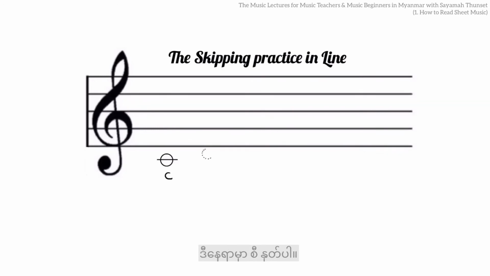Here is a C note. What is the note skipped from C? Probably because C is on the line, E is also on the line. Do you understand? Then, what is the note skipped up in E? Right, it will be G.